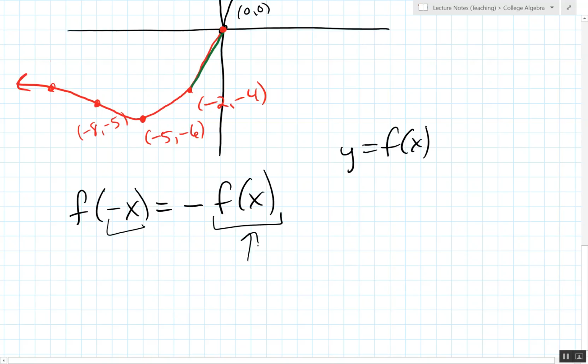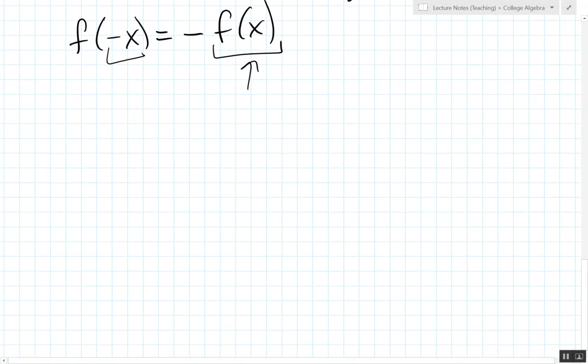Another way people kind of mnemonically put it is that you can pull the negative out in front of the x, which is a good way to think about it when you're dealing with this type of notation, but sometimes that can be a little misleading. So let's look at a typical example.